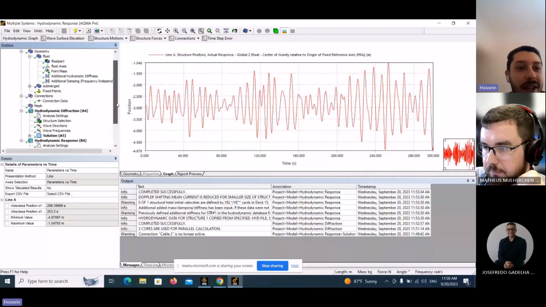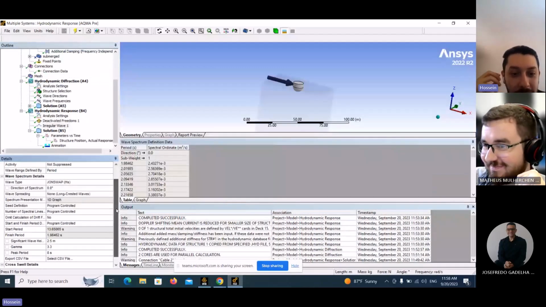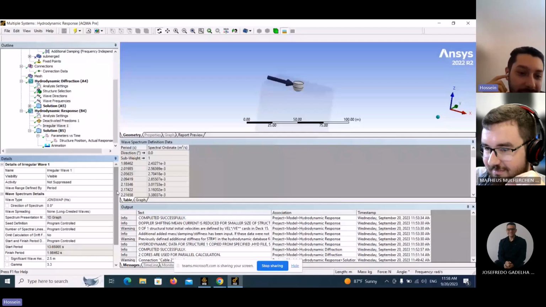The thing is, ANSYS has a lot of bugs. I had many problems during my models, and I faced a lot of challenges. It's very hard to model something in ANSYS.